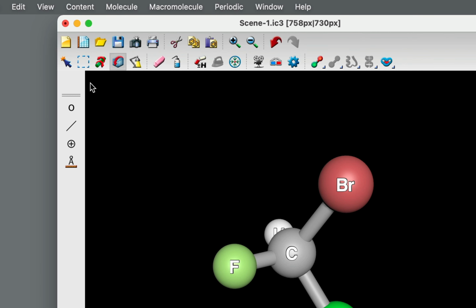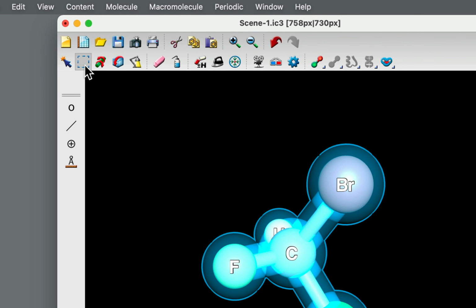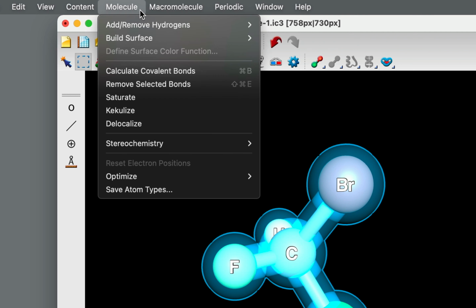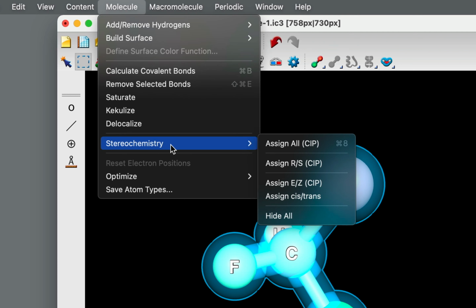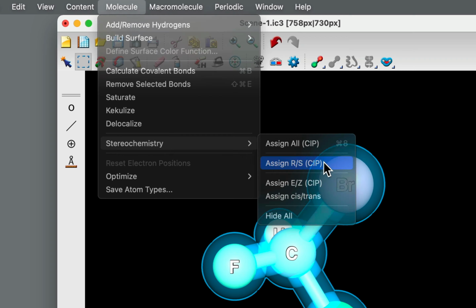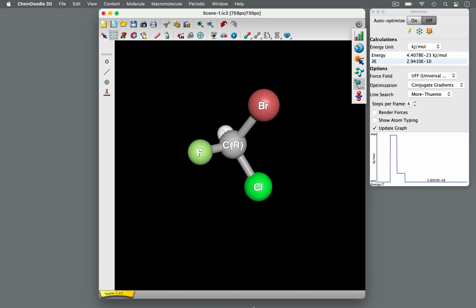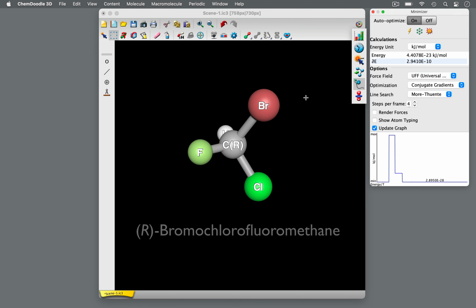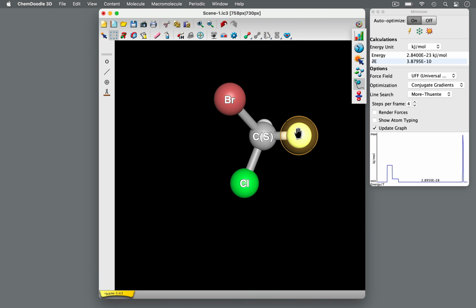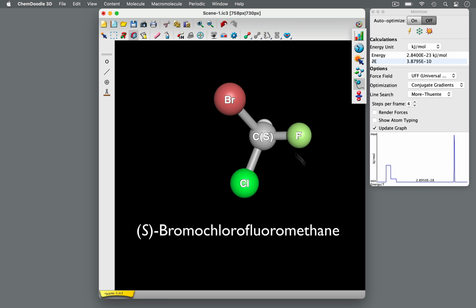To resolve absolute configuration in ChemDoodle 3D, select the structure. Then select the molecule menu, stereochemistry, and assign RS KIP. This enantiomer is R-bromochlorofluoromethane. The other enantiomer is S-bromochlorofluoromethane.